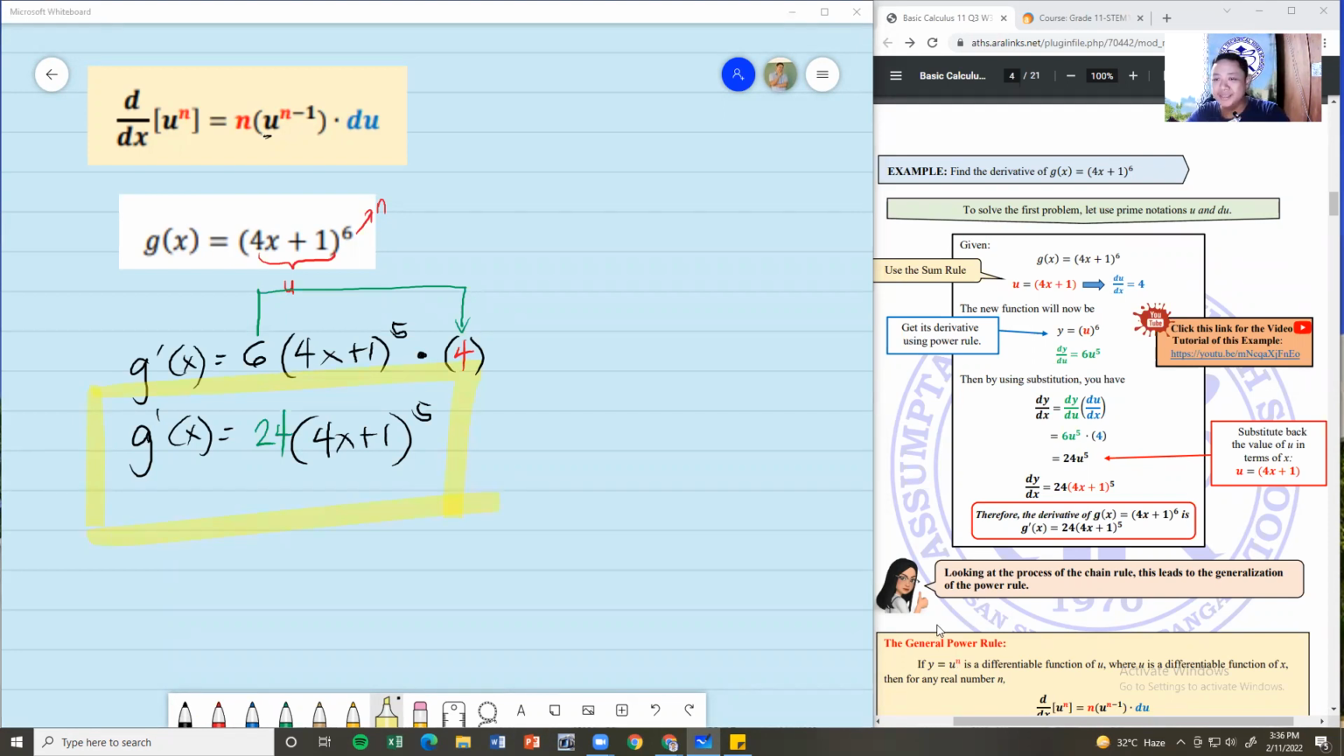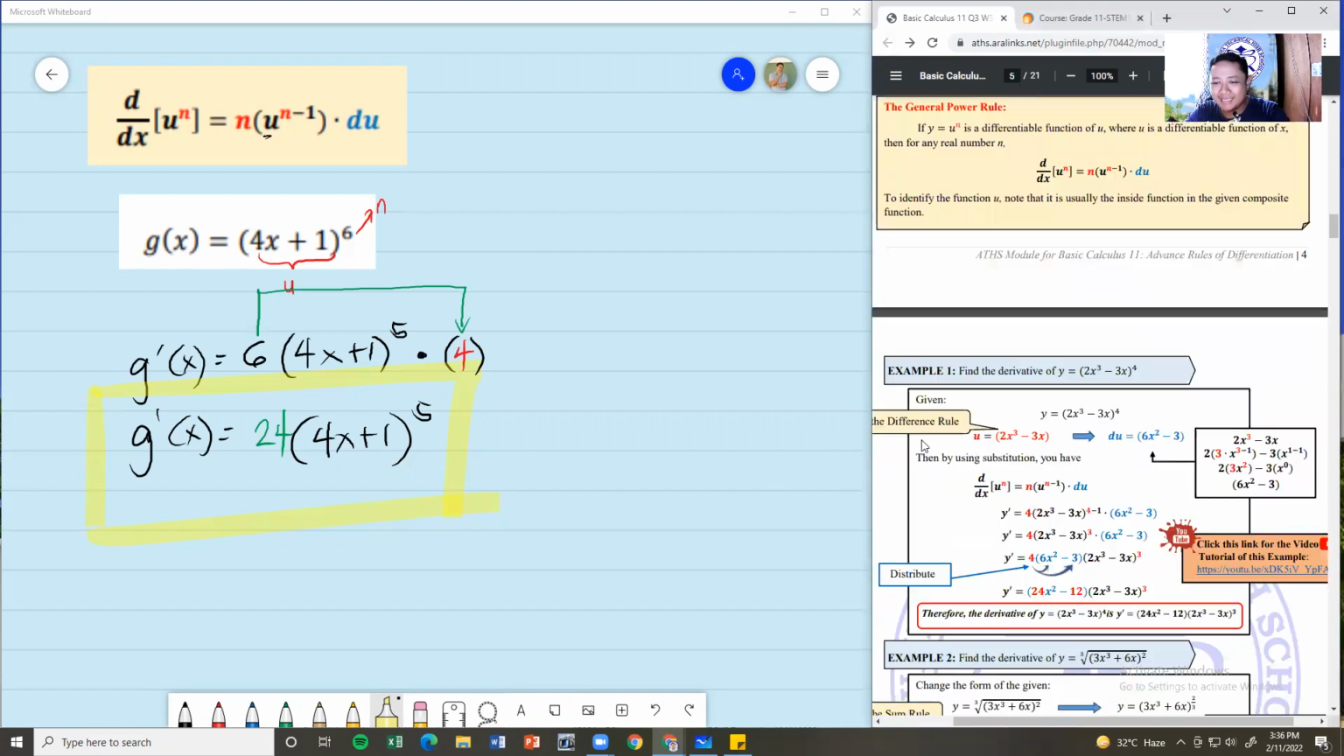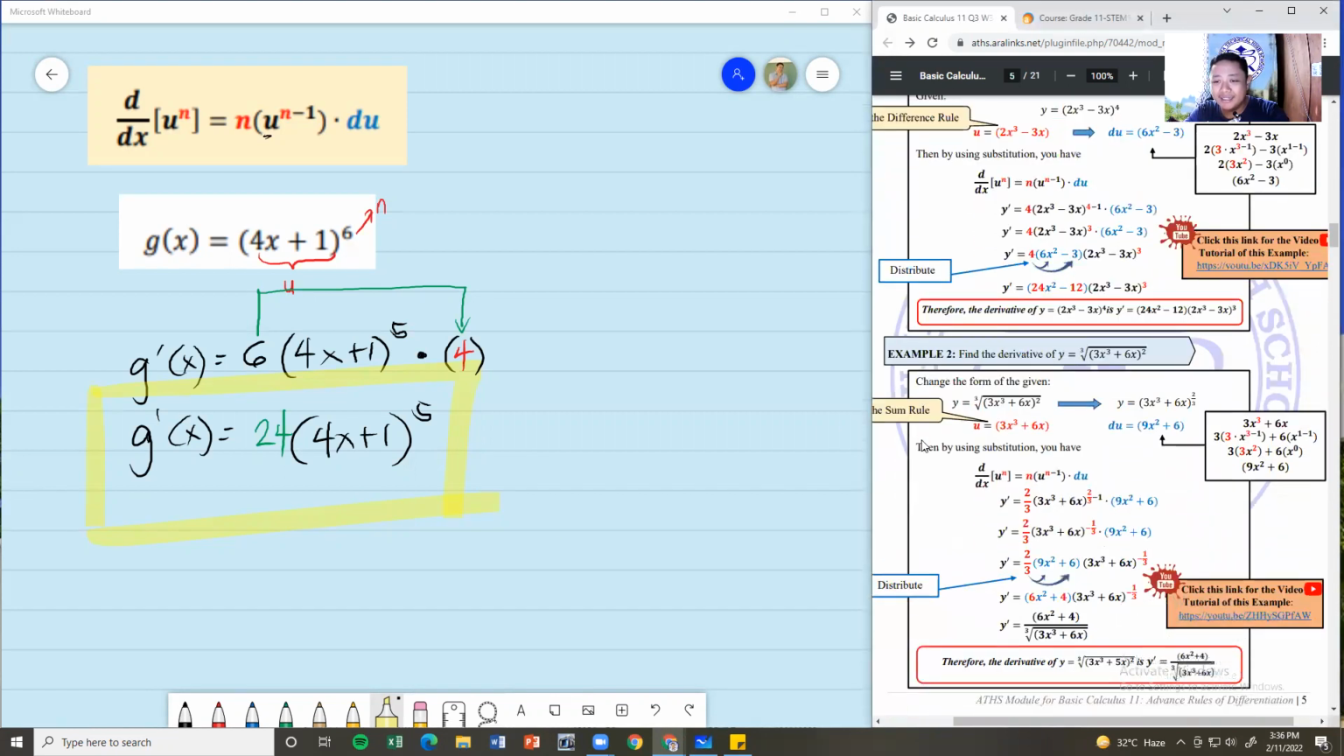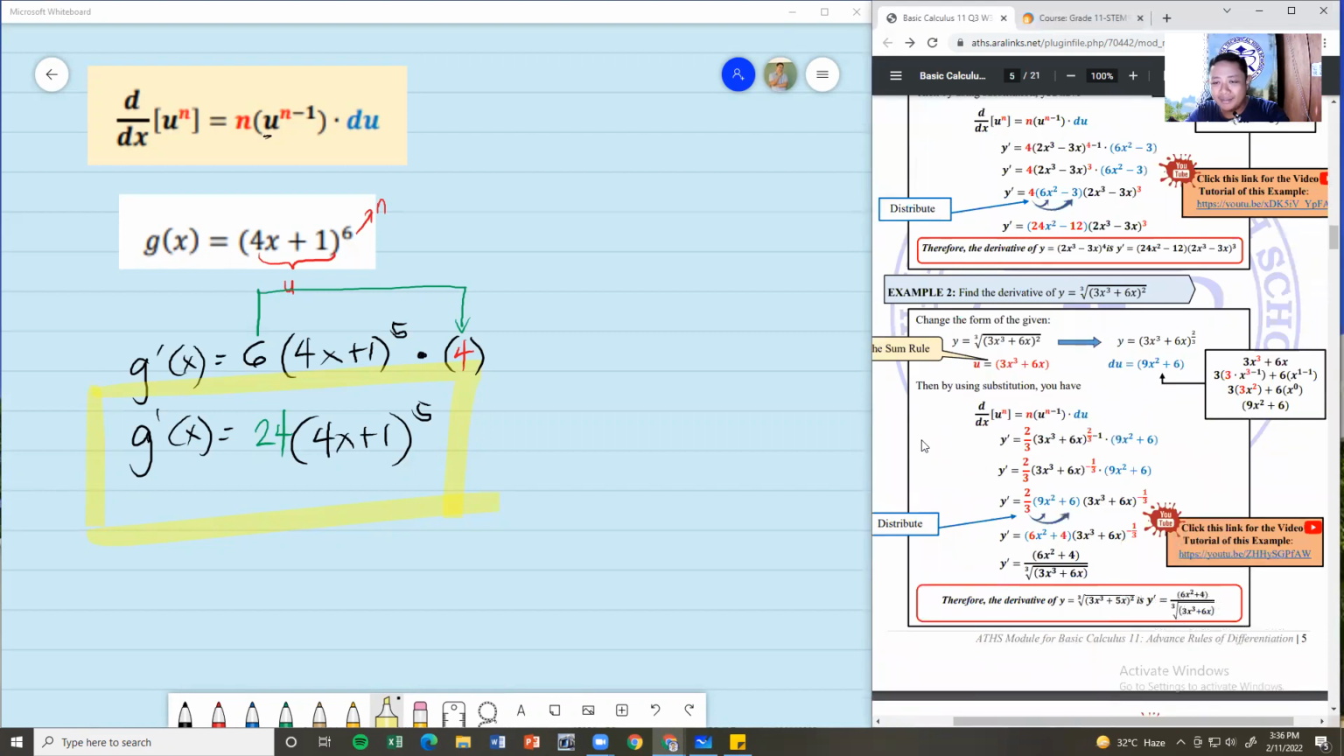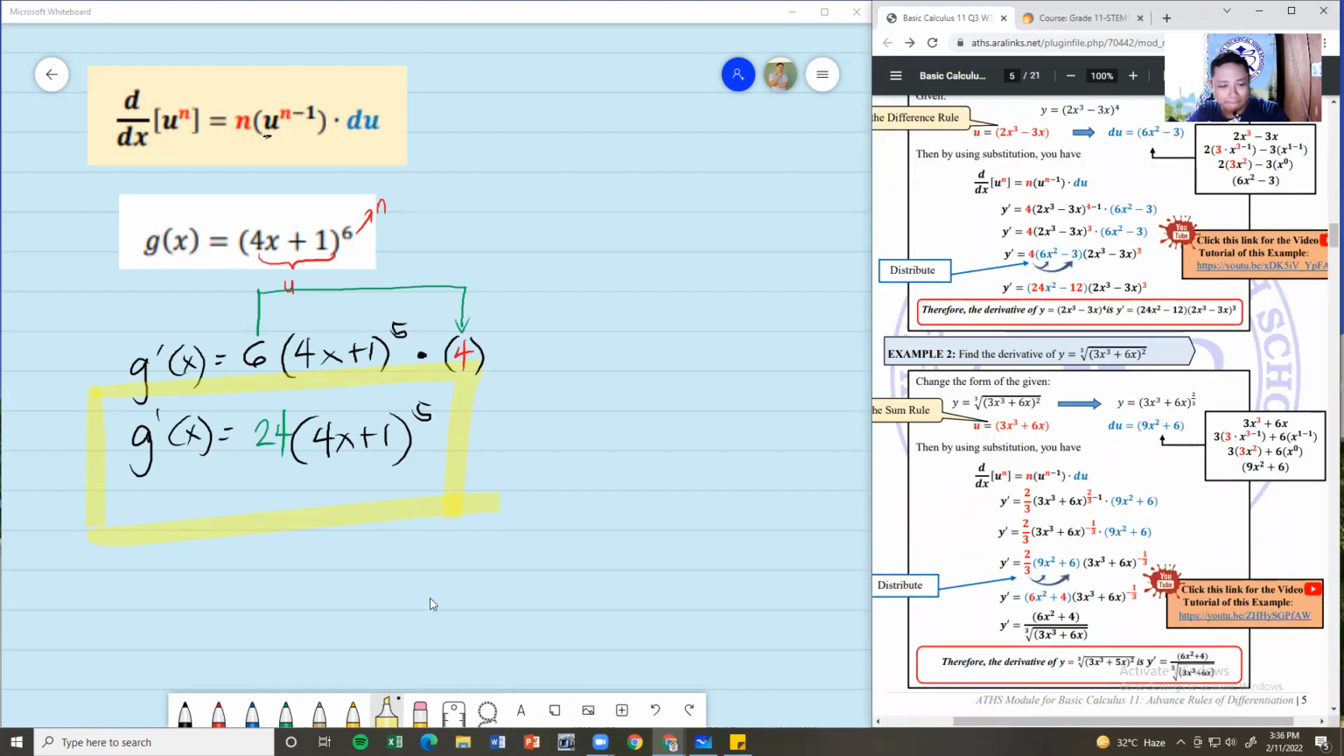Ganun lang siya kasimple. That's it. We don't need to go and apply this changing of functions tapos going back. Ayun, sobrang haba. Yung simple na lang. Okay? That's it. Let's have another. Ready? This one. Level up natin ng konti. Ready?